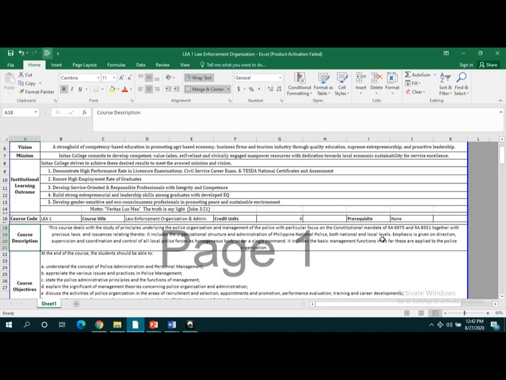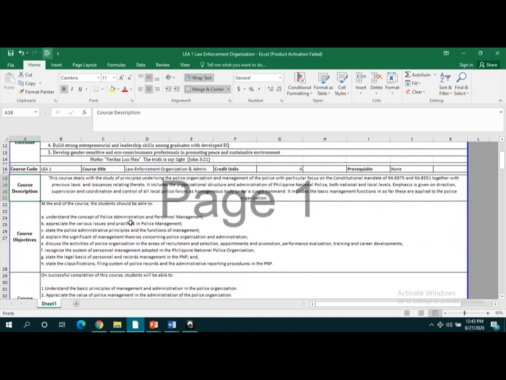So, we will focus more on the Philippine National Police because this is the most common law enforcement organization and most widely accepted by criminologists as their career path in the future, both national and local levels. Emphasis is given on direction, supervision, and coordination and control of the local police forces as homogeneous body under the single command. It includes the basic management functions insofar these are applied to police.